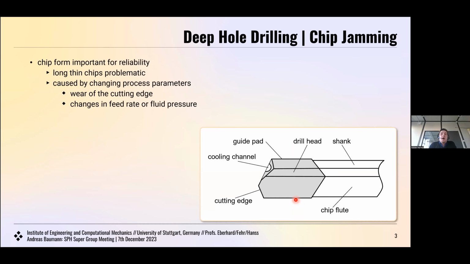One aspect we are looking into especially, or at least my thesis is going in this direction, is chip jamming. One specific problem of single lip deep hole drilling is when a chip is removed and it gets stuck, for example between the drill shank and the borehole. It blocks the complete evacuation of the oncoming chips. This leads to problematic behavior.